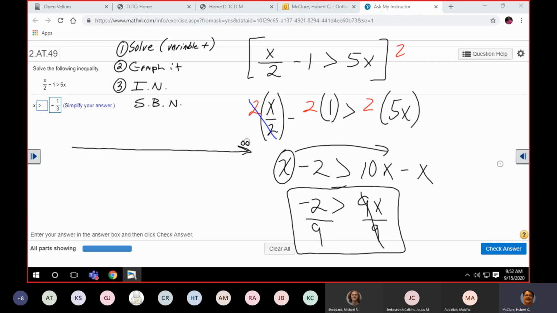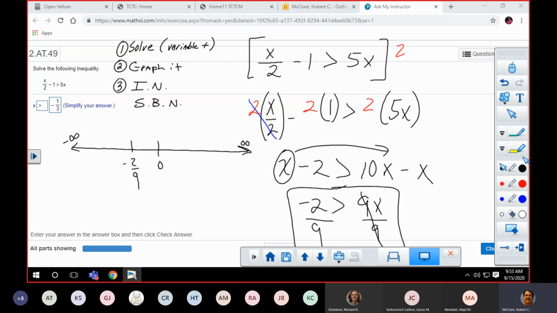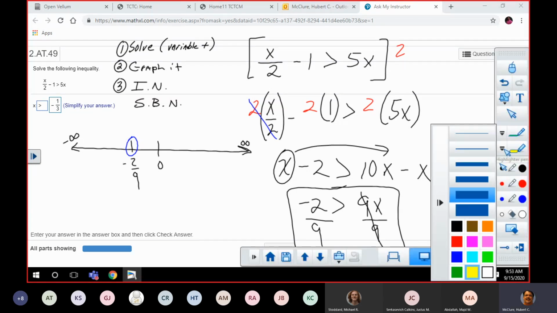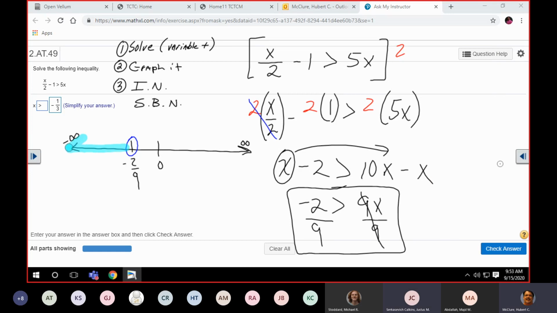That's positive infinity. That's negative infinity. There's 0, and negative 2 9ths is right here. What kind of circle do we put on negative 2 9ths? Open circle. Now I showed y'all that last week. I showed you that when you're dealing with inequalities, you've got to have an open circle or a closed circle. Now what numbers are less than negative 2 9ths? Negative 3 9ths. Everything to the left, Hubert. Yep.